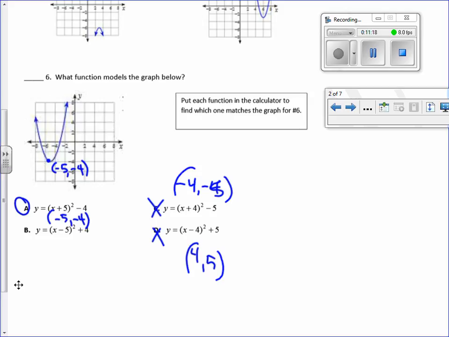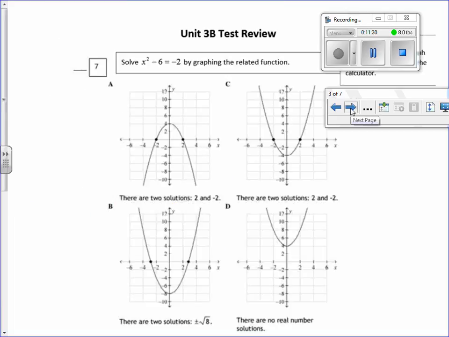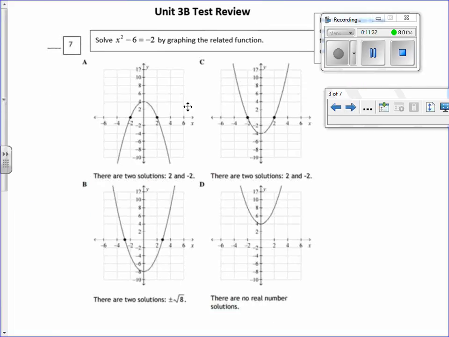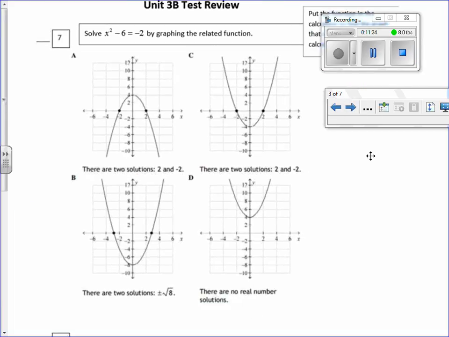Questions about that? You could also graph them, but it might be a little tricky. You just have to count carefully to distinguish between A and C, because those were close. All right. Solve by graphing the related function. Remember, solve means the same thing as finding the intercepts, but we can't graph this yet. What's wrong with this?